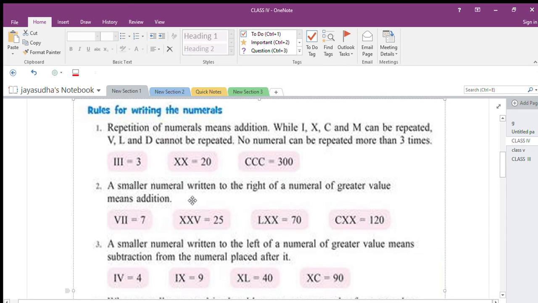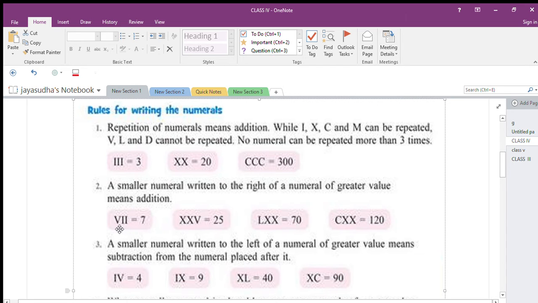A smaller numeral written to the right of the numeral of greater value means addition. For example, 5 is the greater value and 1 is the smaller value. So 5 followed by 1 means you add: 5 plus 1 is 6. Another 1 added means 7.